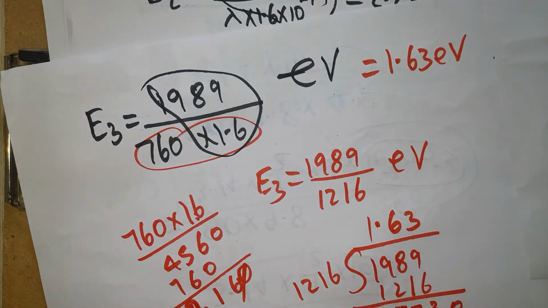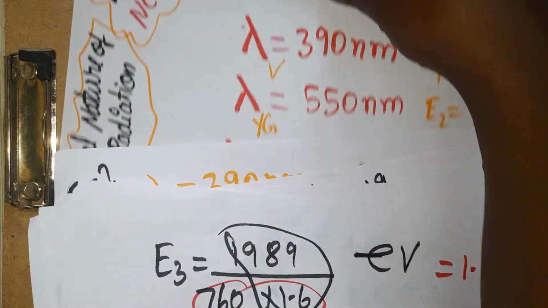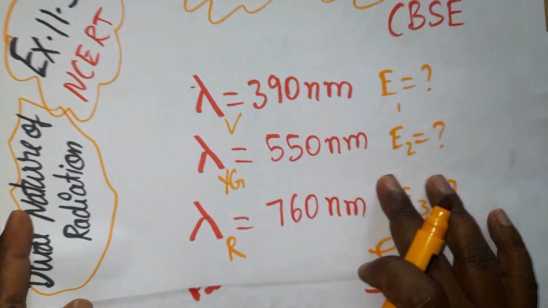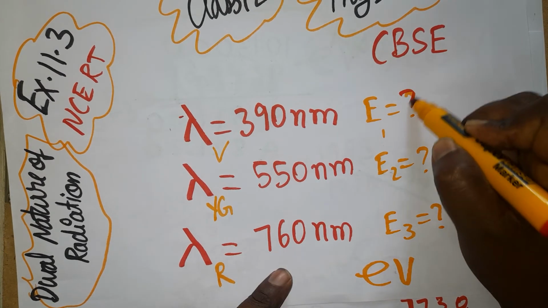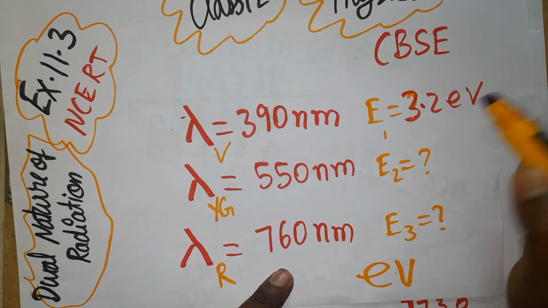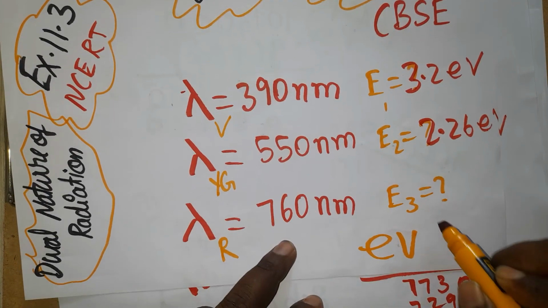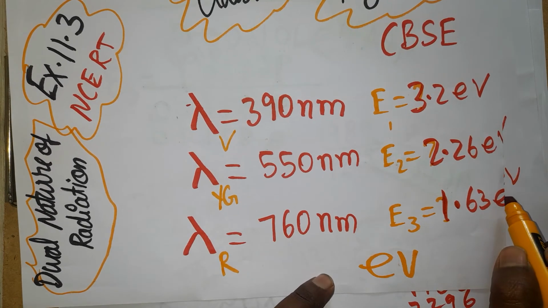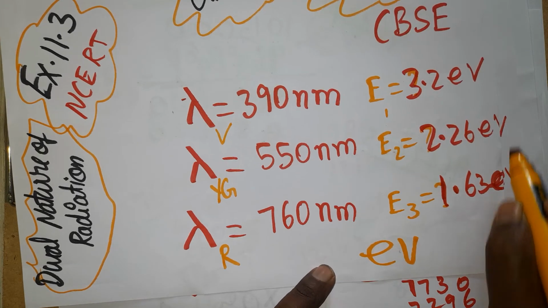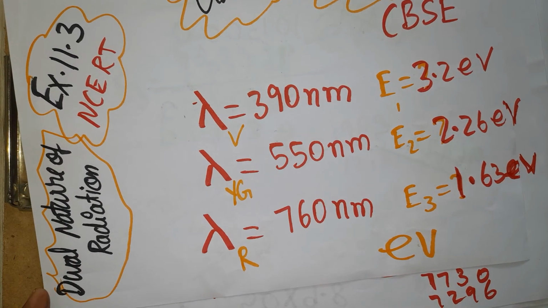Okay, now we calculated all three energies, as I said at the beginning of the class. E1 energy I got is 3.2 eV. Okay, E2 energy 2.26 eV. Okay, E3 energy 1.63 eV. The problem you should do in eV, electron volt. Then only the answer will be correct. Okay. Now the final conclusion I am going to give you.